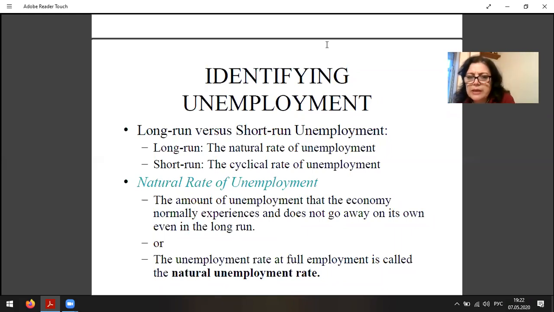The amount of unemployment that the national economy normally experiences and that doesn't go away on its own, even in the long run, or the unemployment rate at the full employment level, is called the natural unemployment rate. How do we calculate the natural rate of unemployment? In practice, it is frequently the total of frictional and structural unemployment.